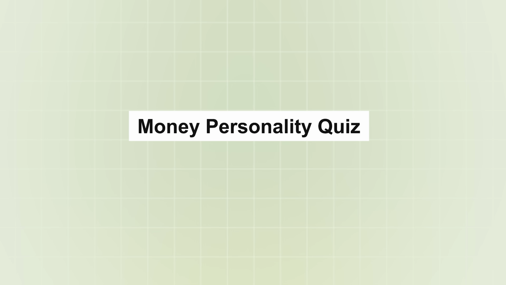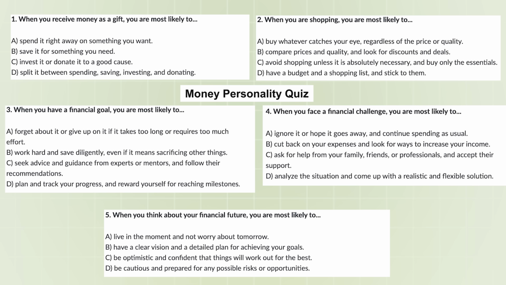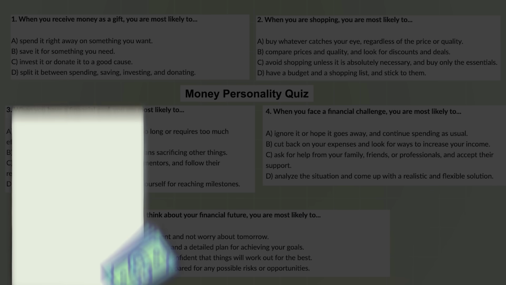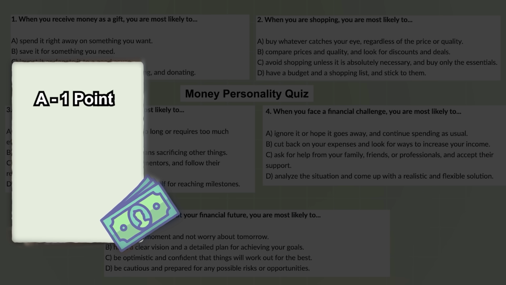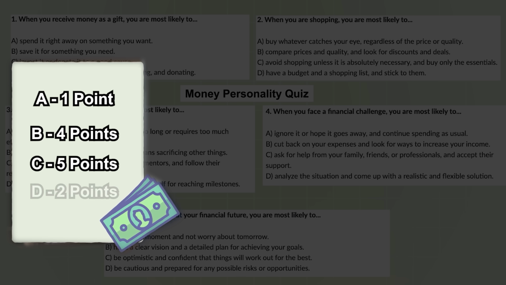Now let's do a money personality quiz. This is going to be really helpful for determining your financial goals. I'm going to put it on screen now, and please pause the screen if you want to do this quiz and answer each of these 5 questions, A, B, C, or D. For each of these questions, give yourself the following points for each answer. When you answer A, give yourself 1 point. If you answer B, give yourself 4 points. C, give yourself 5 points. And D, give yourself 2 points.